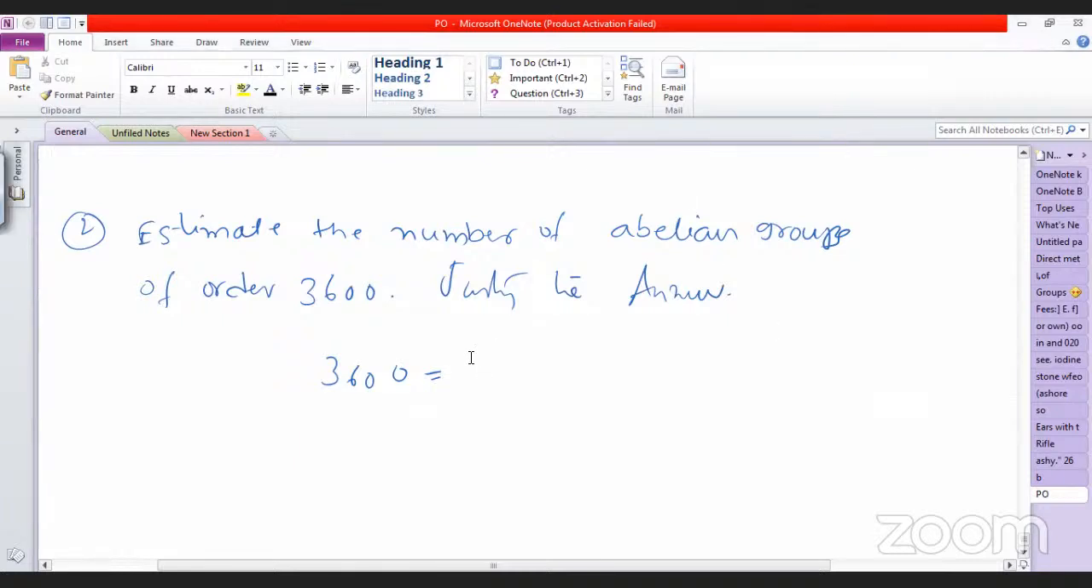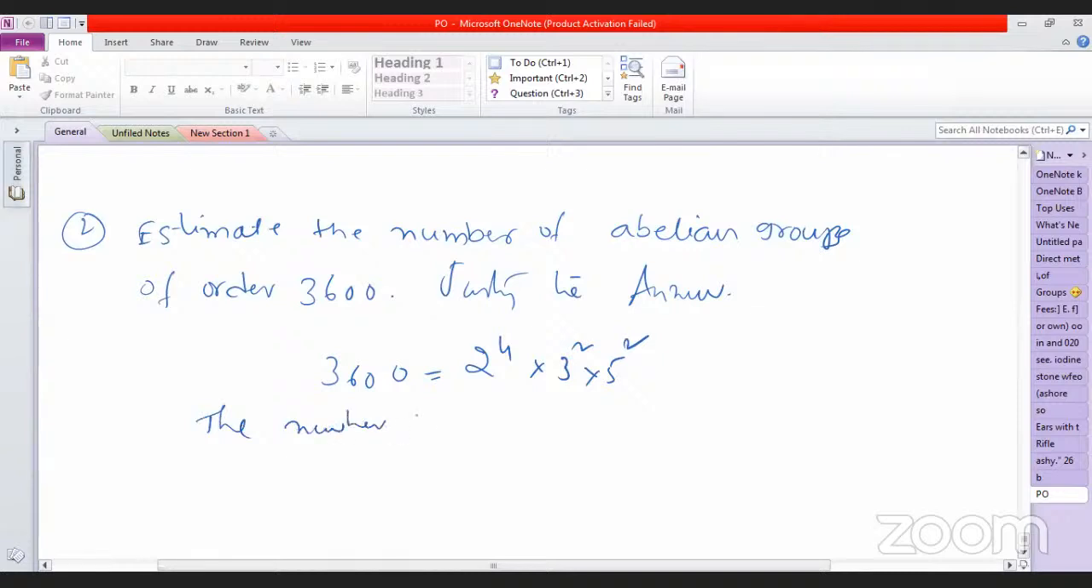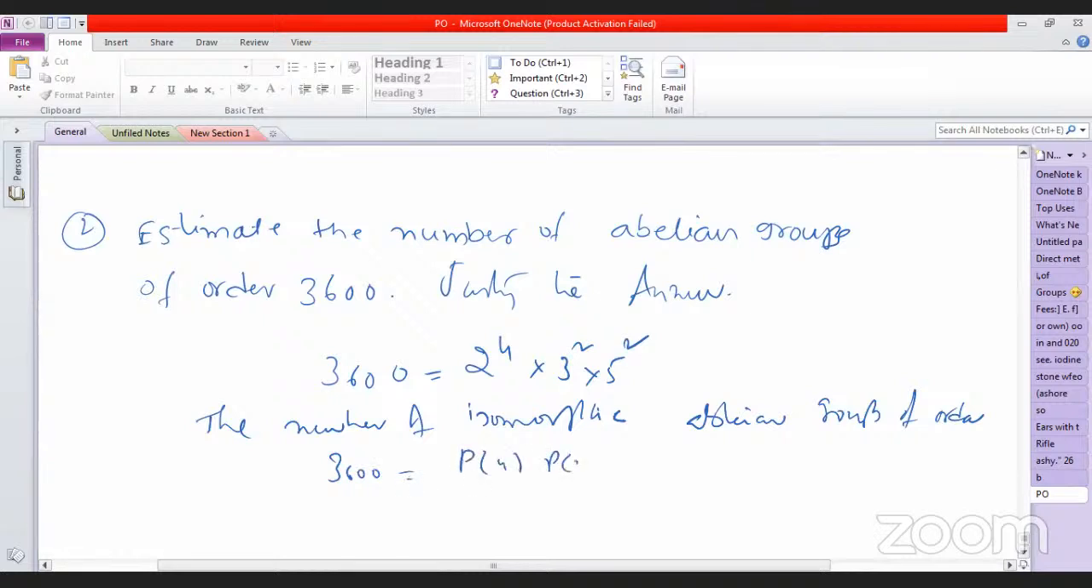This is 2 power 4, 3 power 2 and 5 power 2. We have to write it directly. We have to check the number of non-isomorphic abelian groups of this order, as I told yesterday. 3600 we can write here as p(4) times p(2) times p(2).